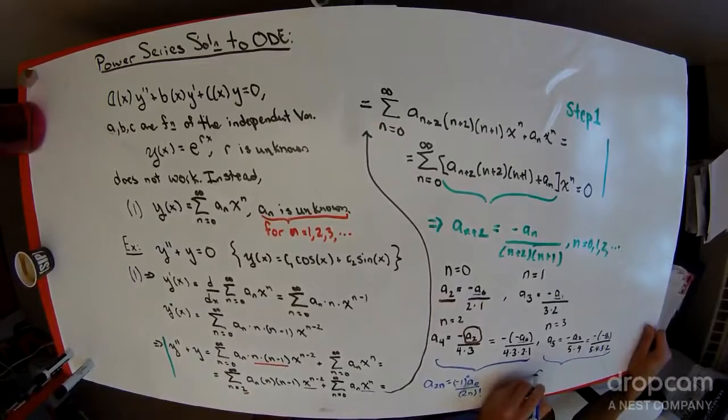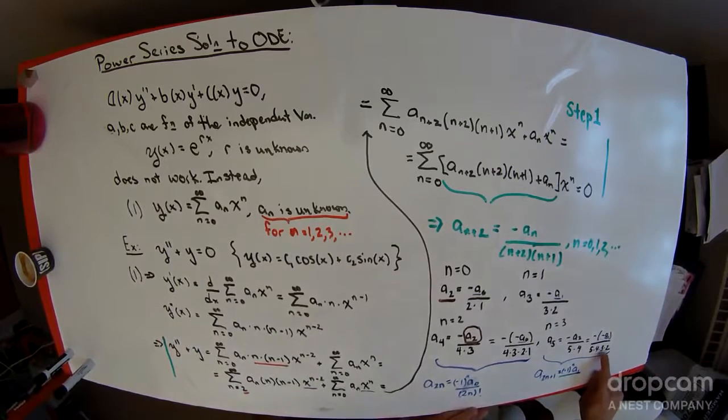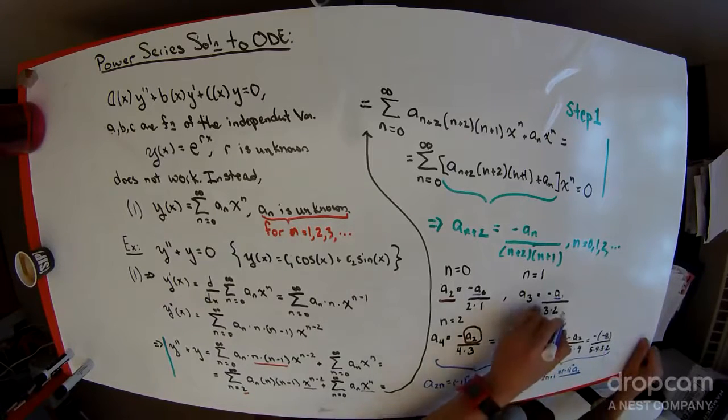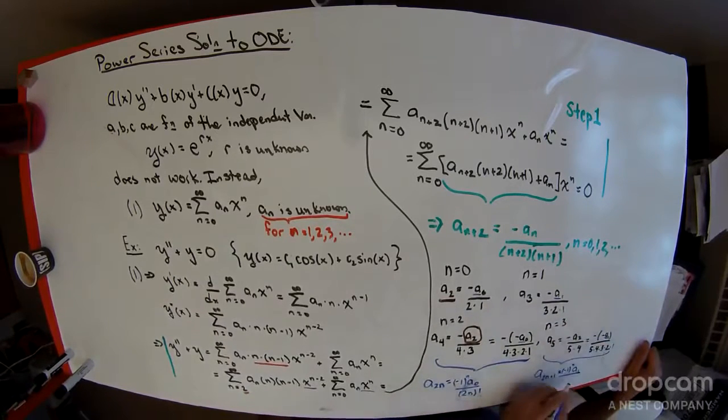Something similar is going on here. This is a sub 2n, that would be even, plus 1 gives me odd. These all go back to a sub 1. There is a sign alternation going on. And then notice, 5 times 4 times 3 times 2, I can put a times 1 there. And so this is 2n plus 1 factorial.